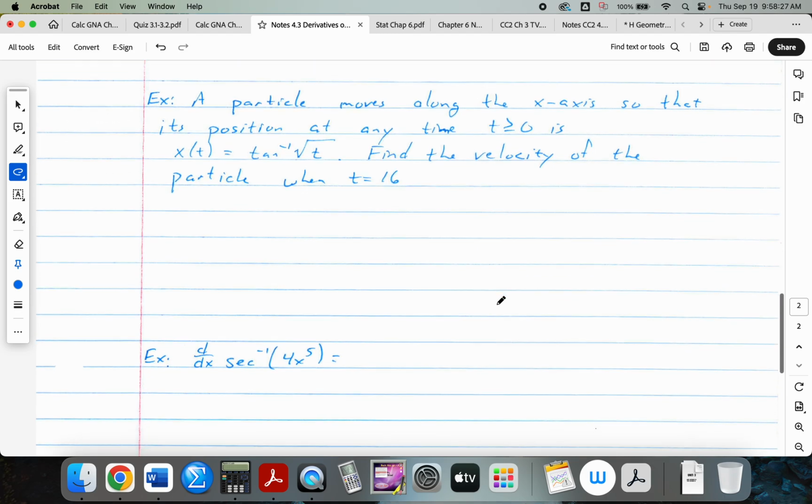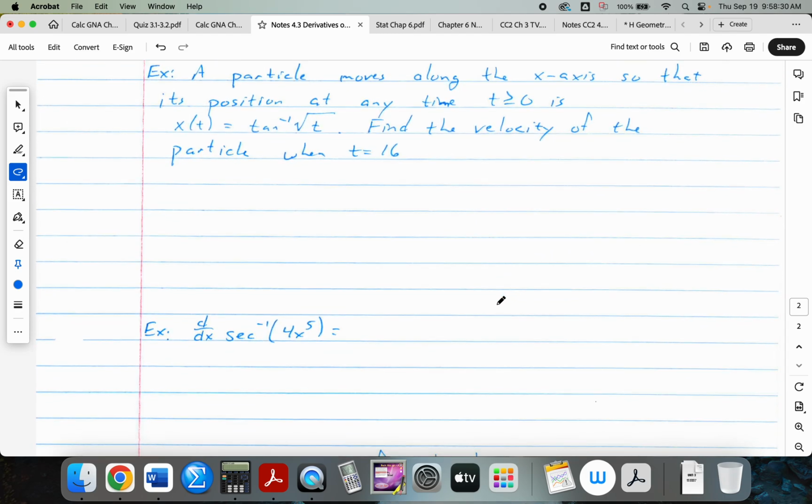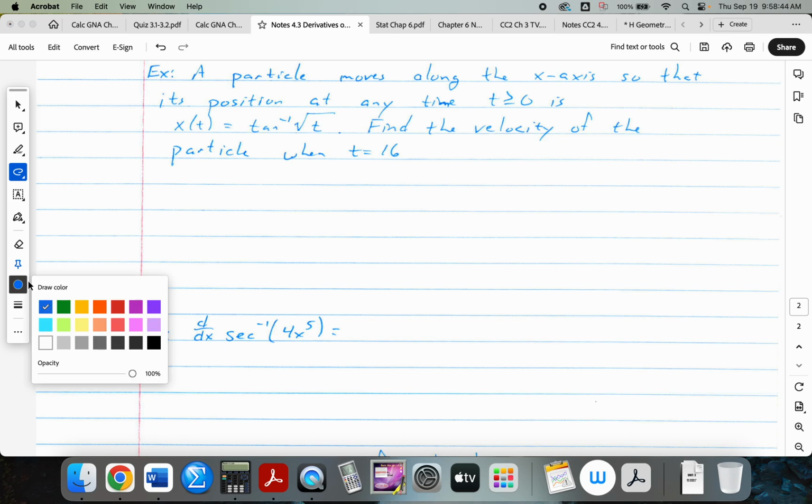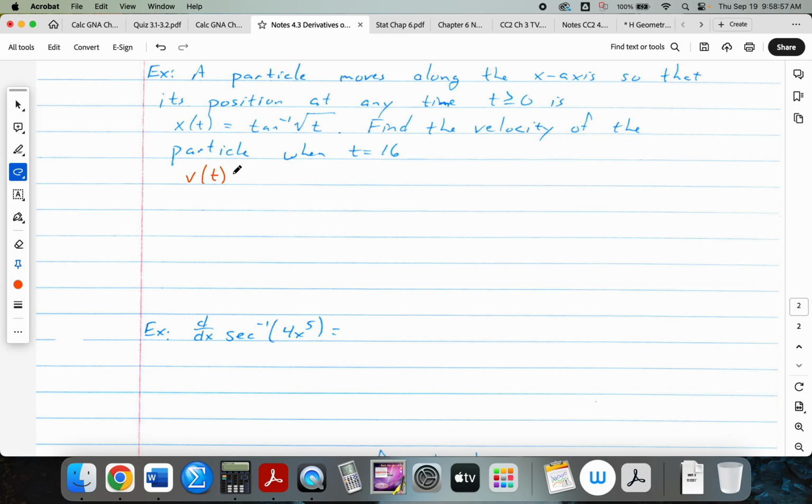All right, so let's take a look at this. The particle moves along the x-axis so that its position at any time t greater than or equal to 0 is given by x of t is equal to tangent inverse of the square root of t. Find the velocity of the particle when t is 16. So we need to find the velocity function to start with, v of t. We'll start with the outside part.